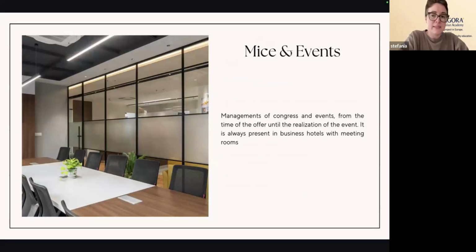The department of MICE and events. So usually when we have a hotel with meeting rooms, we have a special department for the management of MICE and events. It means that this department is organizing everything for meetings and events, from the offer until preparing, for example, the Congress room, organizing if there is an outside partner, for example, which brings technical instruments, overhead projector, microphone, lights, and everything.